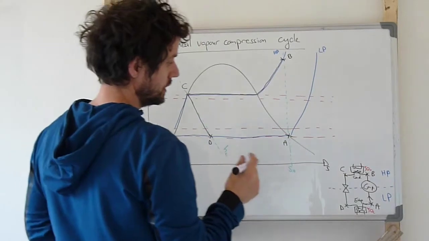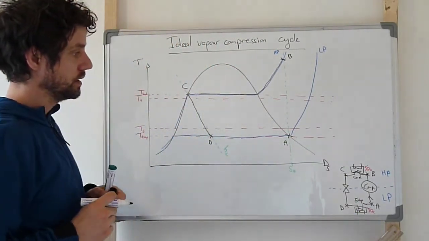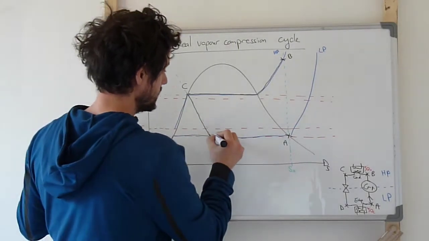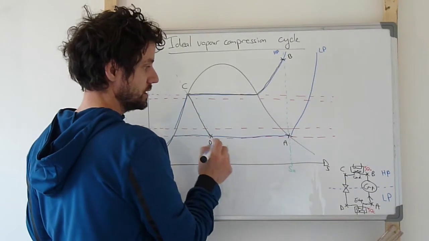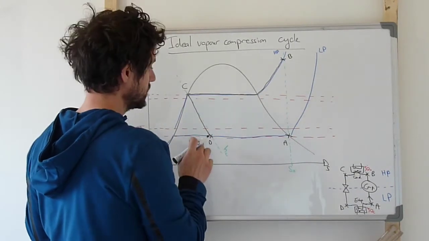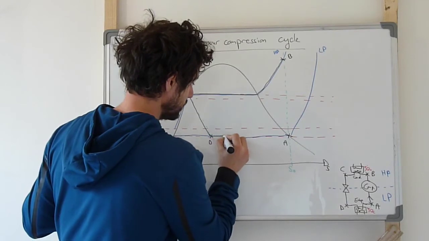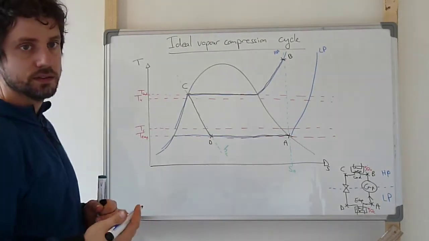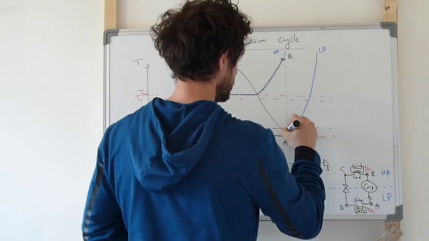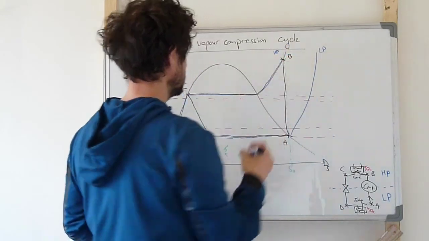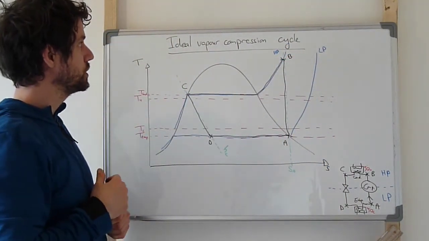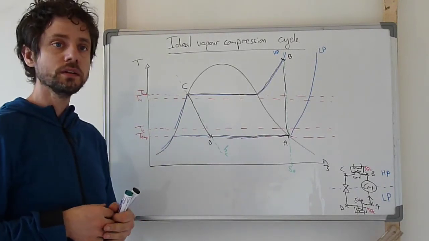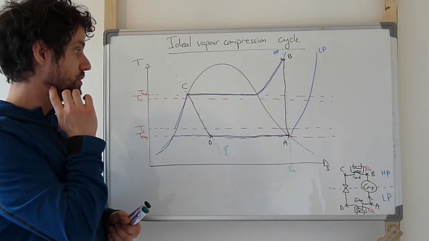And then in the evaporator, there's again an isobaric heat exchange from D to A, and the fluid that started to evaporate inside the expansion valve will finish evaporating until it is saturated vapor in point A. So that's what will take place inside an ideal vapor compression cycle, represented in a TS diagram.